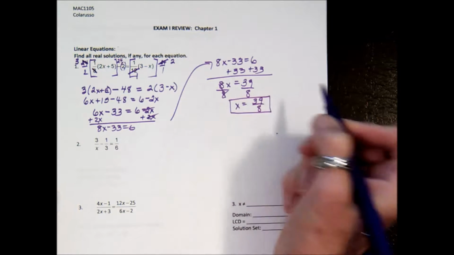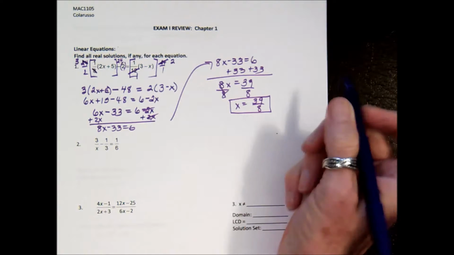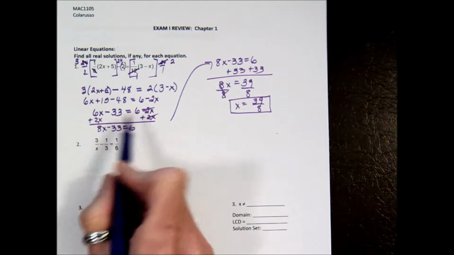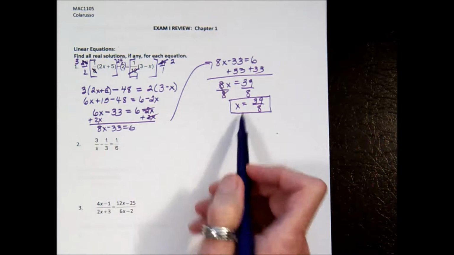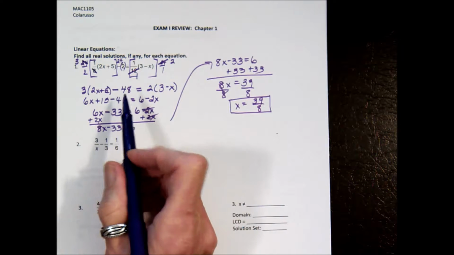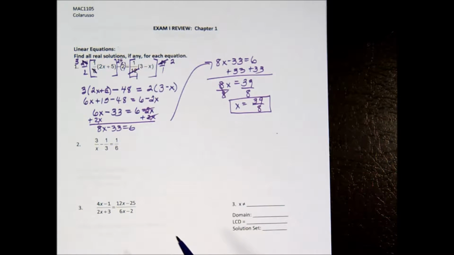This is not a situation where you have to check, and in fact, unfortunately, in this case, checking is harder than doing it the original time. So sometimes the best way to check on one of these is just to go back and rework the problem and make sure you didn't make any sign errors.